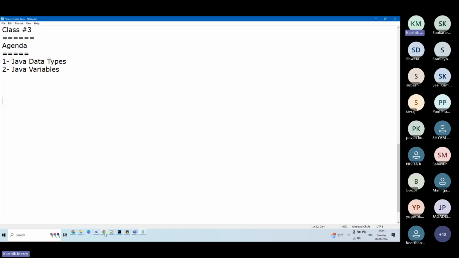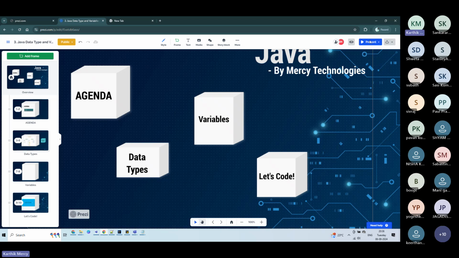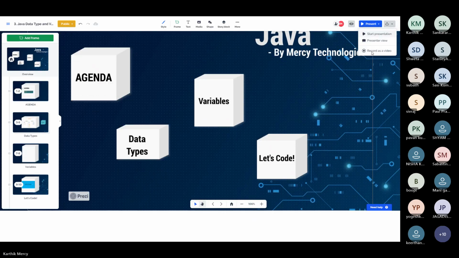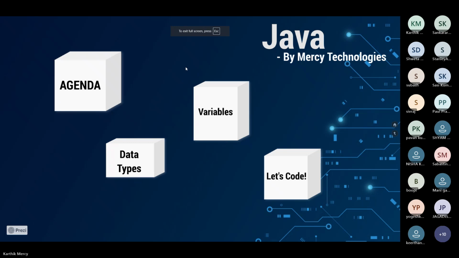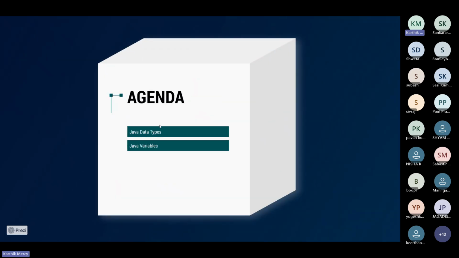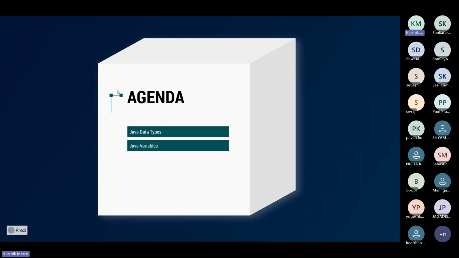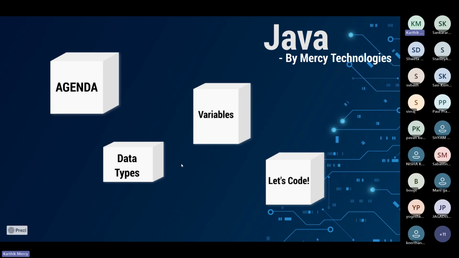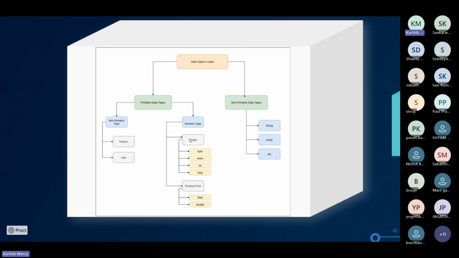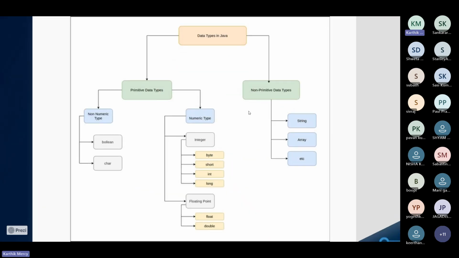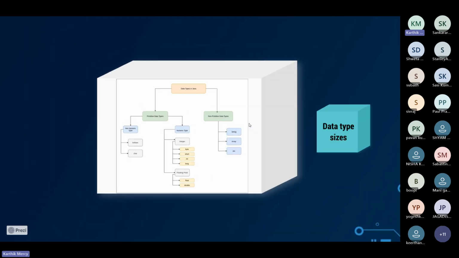So let me just open a presentation that I've just written. So what is the agenda for today? We would be discussing about the Java data types, and we would be discussing about the Java variables as I have already written in our notes. And on a high level, we would be discussing about the various data types that I'm showing to you in this diagram. Do not get frightened by looking at this big picture. You'd be understanding this bit by bit as we move further in the session.